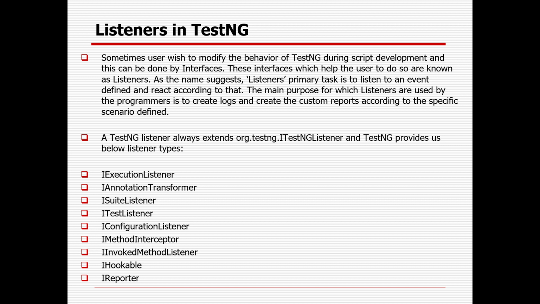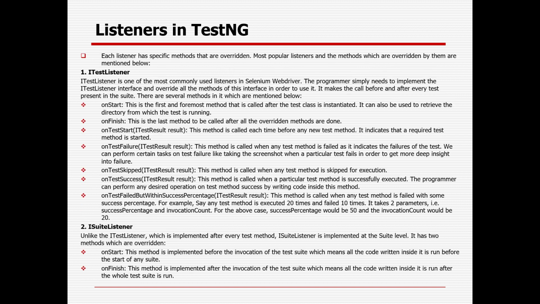So these interfaces which help the user to do so are known as listeners. As the name suggests, a listener's primary task is to listen to an event, and define and react according to that. The main purpose for which listeners are used by programmers is to create logs and custom reports according to specific scenarios defined. There are a lot of listeners available, but primarily we will be using IShoot and ITest listeners. Okay. Each listener has specific methods that are overridden. The most popular listeners and the methods which are overridden are like ITest and IShoot.